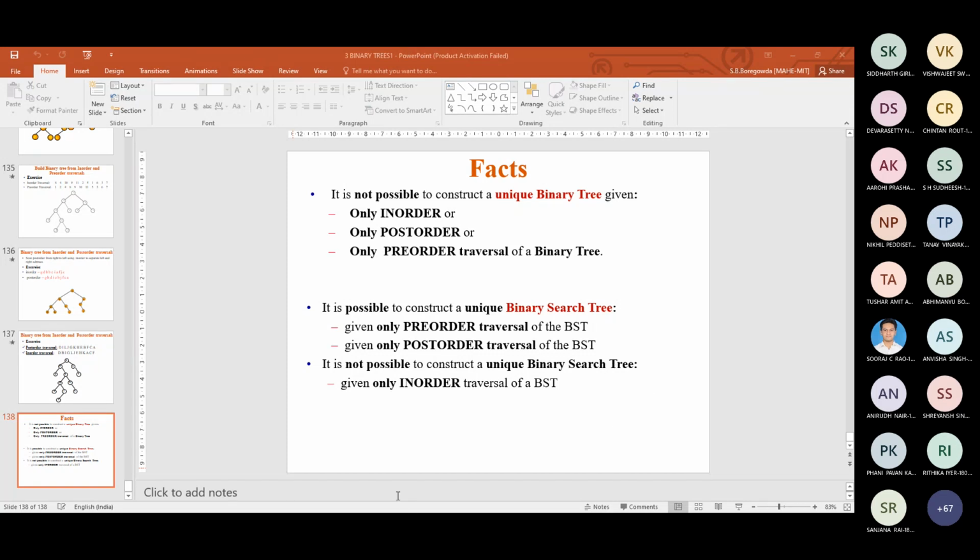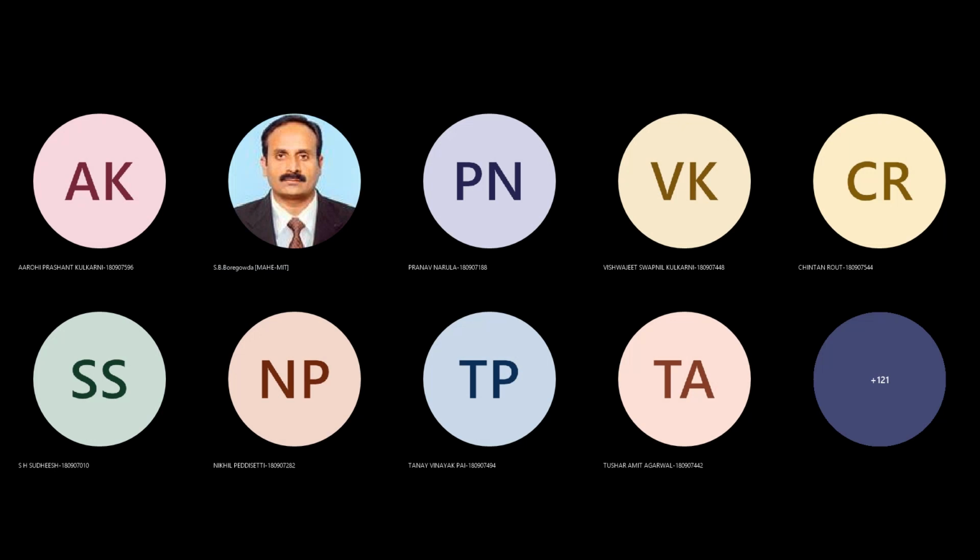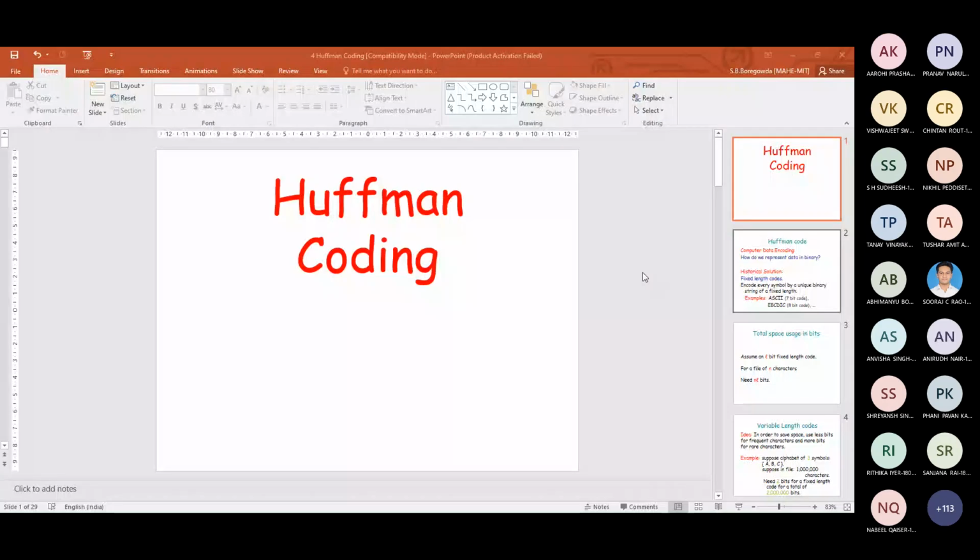If this slide is visible. Sir, we can see the slide. This Huffman coding slide is visible to you? Yes, sir. Yeah.